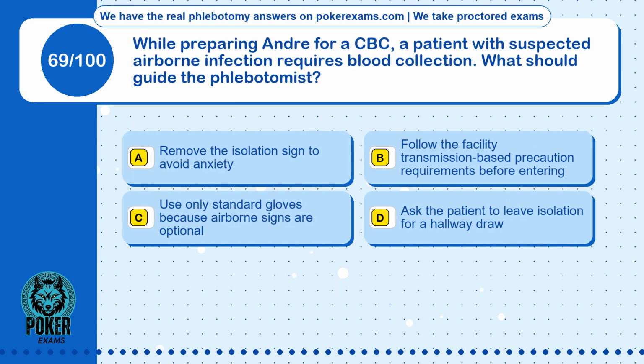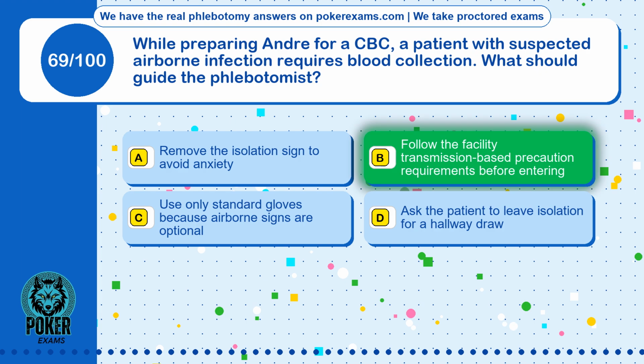Question 69. While preparing Andre for a CBC, a patient with suspected airborne infection requires blood collection. What should guide the phlebotomist? Option A. Remove the isolation sign to avoid anxiety. Option B. Follow the facility transmission-based precaution requirements before entering. Option C. Use only standard gloves because airborne signs are optional. Option D. Ask the patient to leave isolation for a hallway draw.